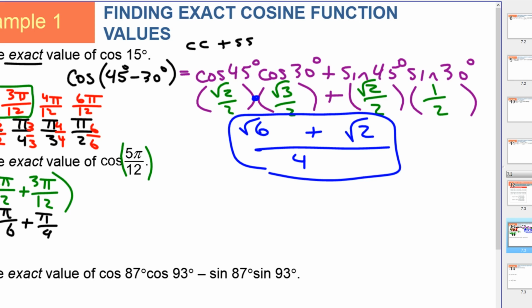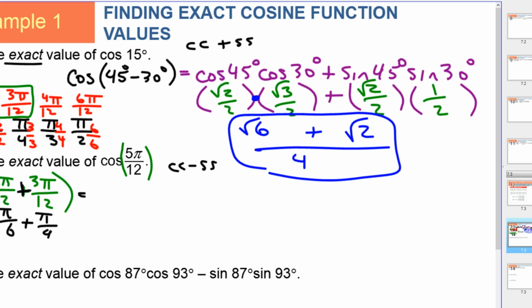But what you have to notice is that this is a cosine plus pattern. This is a cosine sum. So look at your formulas. Find the pattern for cosine plus. That's going to be cosine, cosine minus sine, sine, right? That's kind of the pattern that it says.